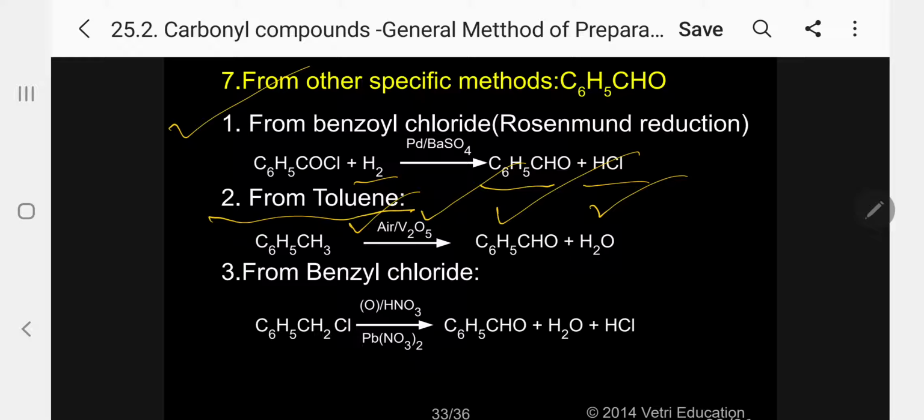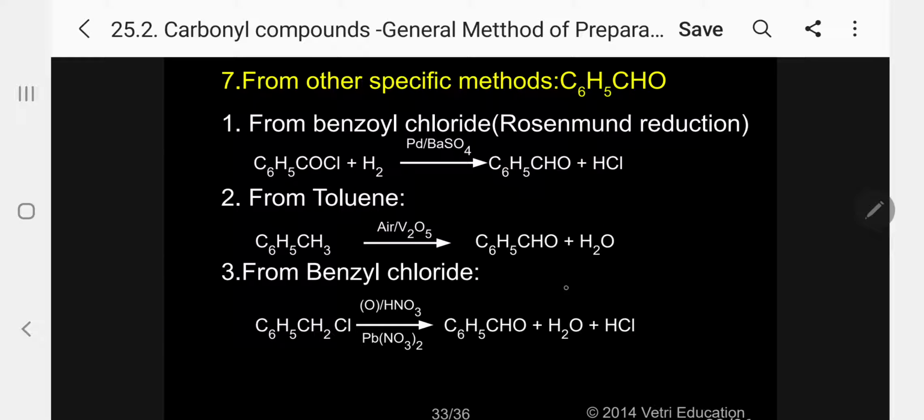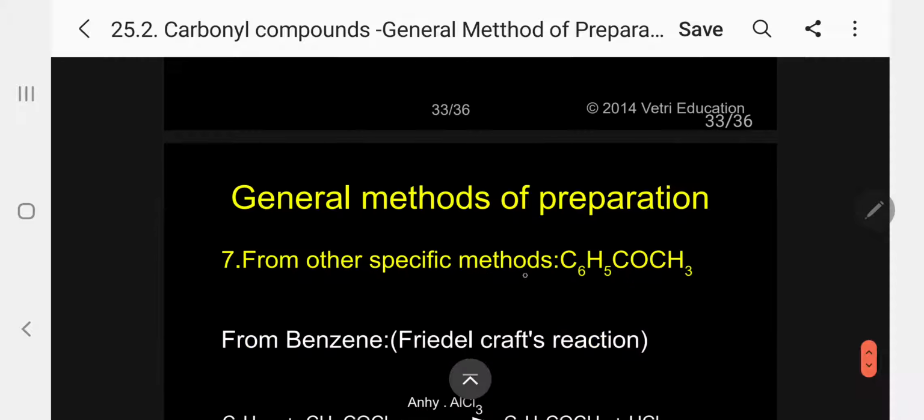This is another method. Then third is for benzyl chloride. Kindly follow. This is a specific reagent. Benzyl chloride on action of nitric acid in presence of lead nitrate is converted into benzaldehyde, water and HCl. Kindly follow. This is another important specific method for benzaldehyde.